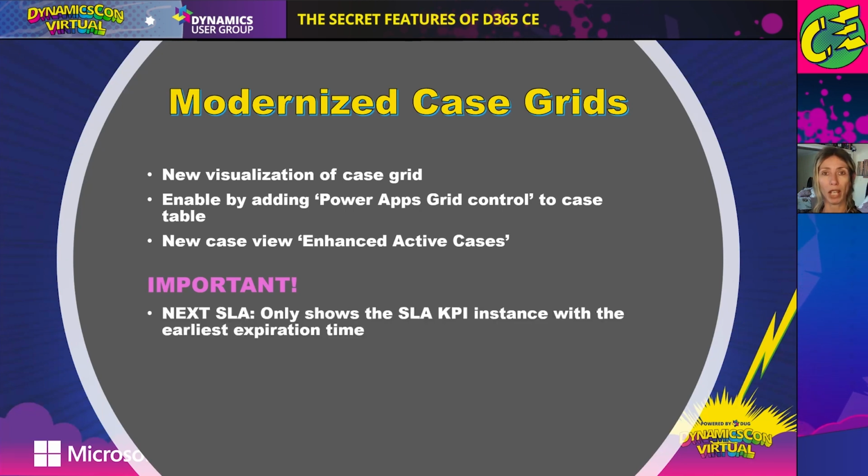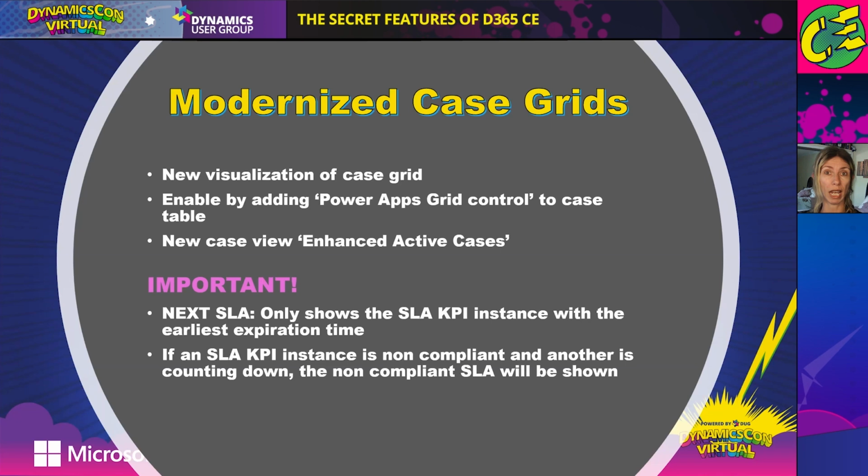So we figured out that there's actually a next SLA field on that grid that is part of that solution, right? Now, the thing to know is that that next SLA only shows the SLA KPI instance with the earliest expiration time. And you're going to say, well, what do you mean by that? Well, let's say you have an SLA that has 2 SLA items that then turn into SLA KPI instances when it's activated on a case. Maybe you have one SLA KPI instance that is like follow-up or first acknowledgement or something like that, and you have a second one to complete the case. If that first one is non-compliant, but the second one is counting down, because we're still counting down, we haven't met compliance or non-compliance yet, it's not going to show the second one. It's just going to show that that first one is non-compliant. Yeah, so I want you guys to know about that.